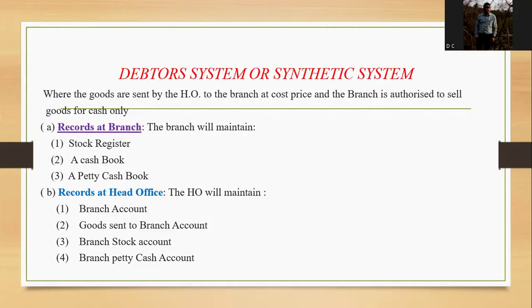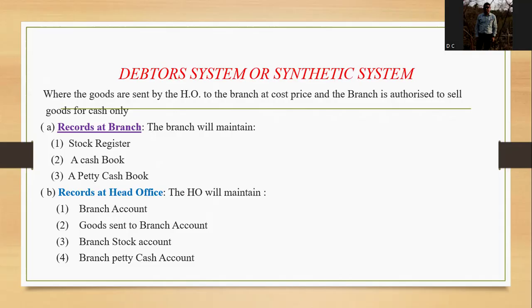The branch is authorized to sell the goods to the customers for cash only, not on credit. So under the debtor system, where the goods are sent by the head office to the branch at cost price and the branch is authorized to sell goods for cash only, what are the records at the branch? In the books of the branch, the following accounts will be maintained.